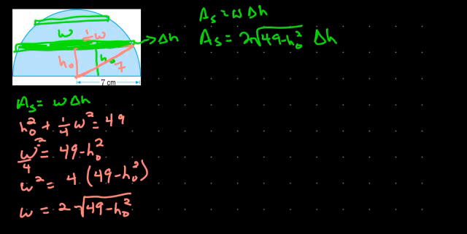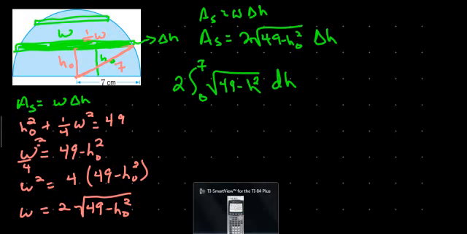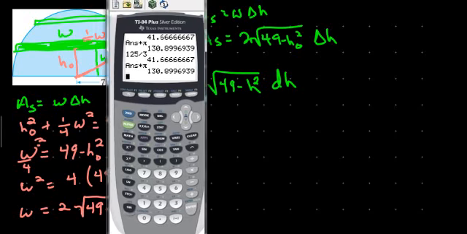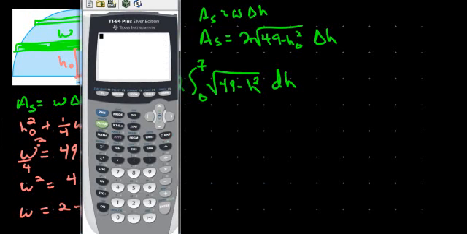So we get that the area of this semicircle is going to be the integral from 0 to 7 of 2 times the square root of 49 minus h squared dh. Okay, and this is a fun little integral. I'm not going to work through it. We'll pull it up on our calculator and get it. That would require us to use trig substitution, so let's make sure we can do these integrals on our calculator.